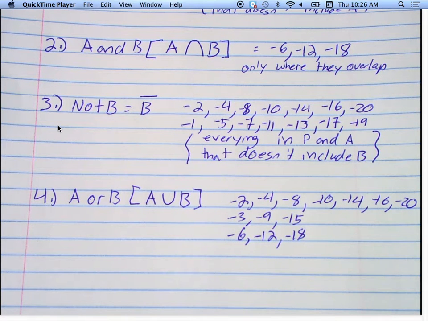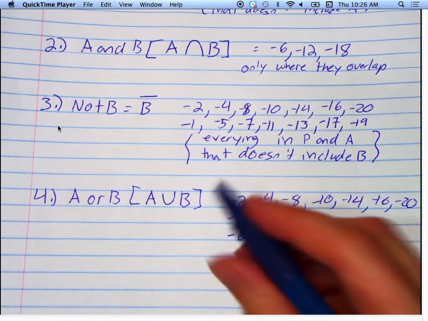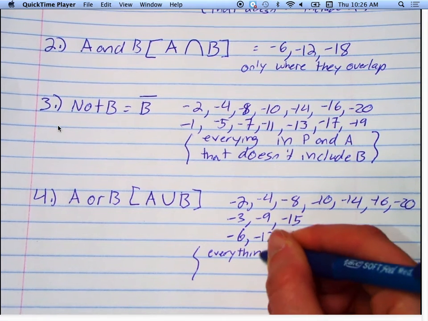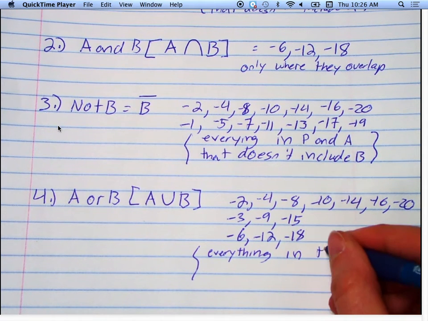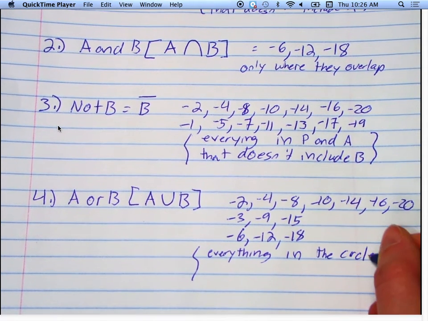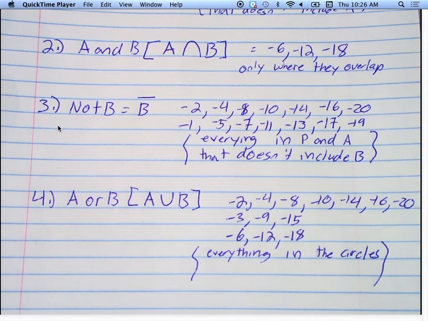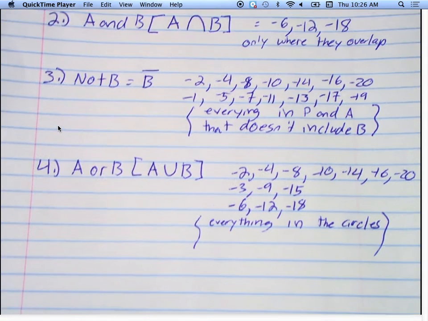It's everything, but not P. Everything in the circles. Okay? All right. Any questions about 4 before we move on? Because I think that's the most confusing one so far.